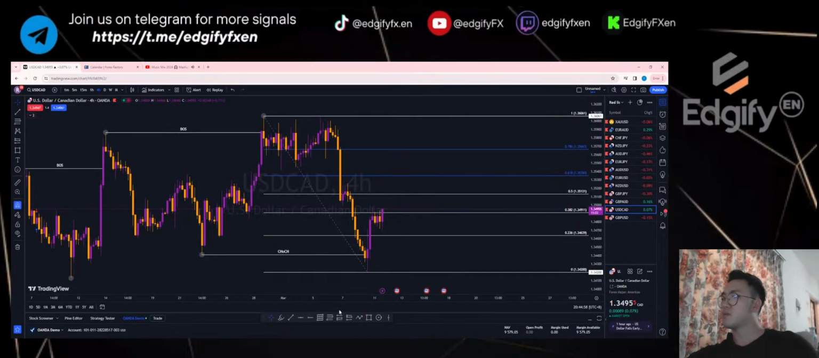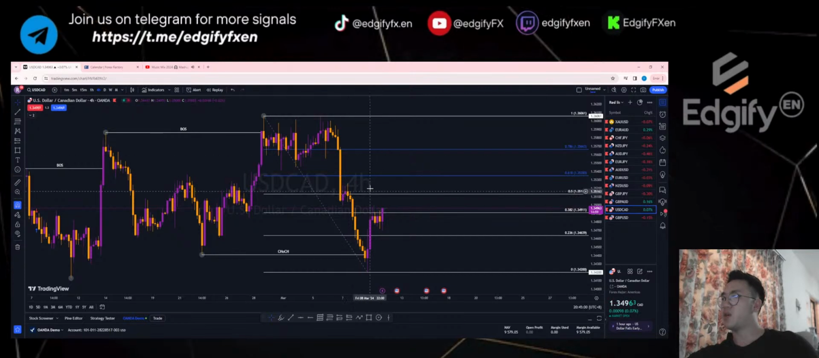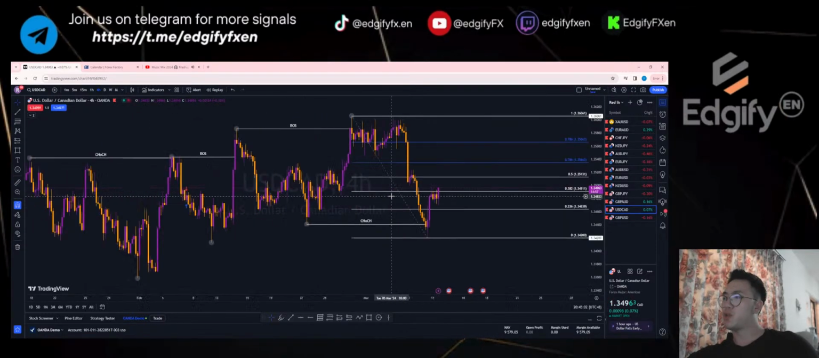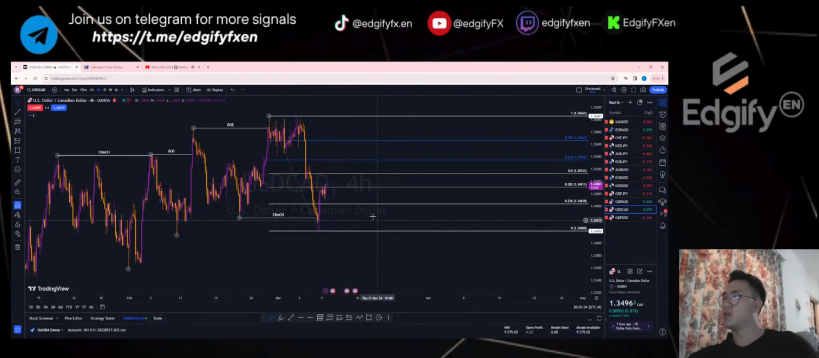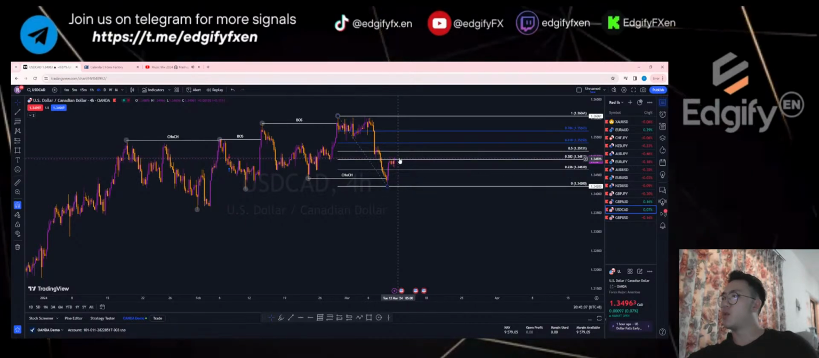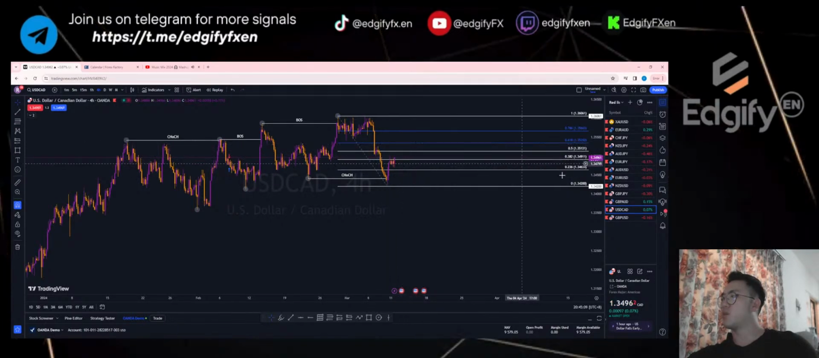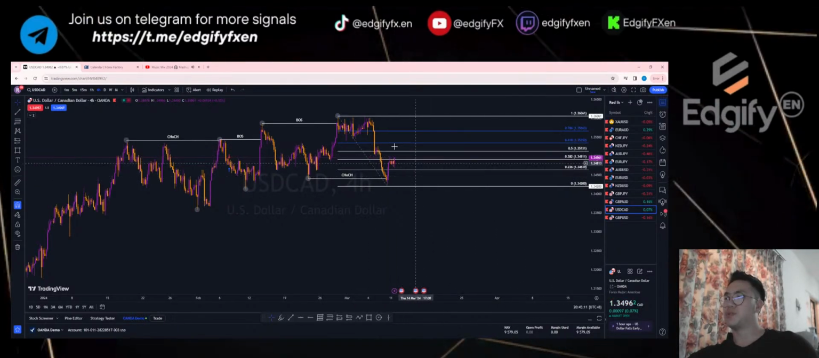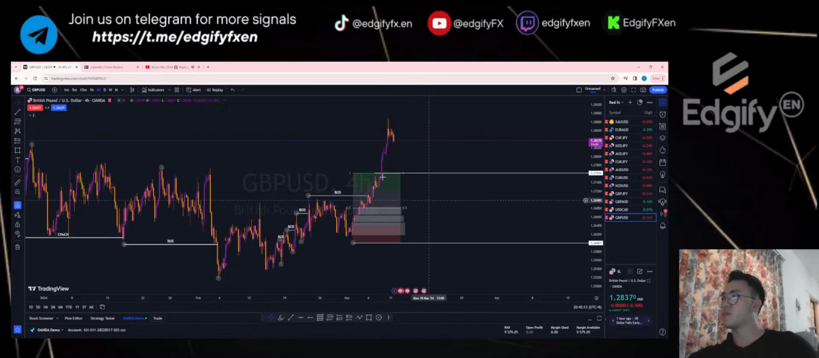USD CAD, hour 4 as well. I'm also looking for shorts, alright? So this will be a long wait, right? It's going to be a long wait. Probably will happen in this week. We'll see if we can get a trade out of this.